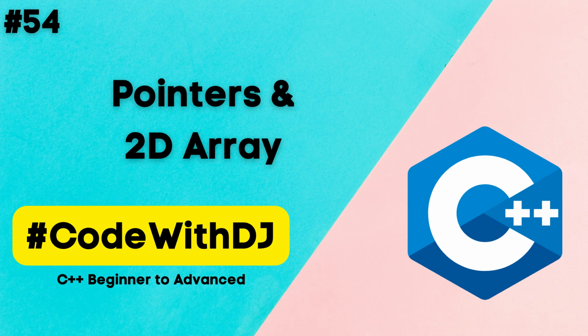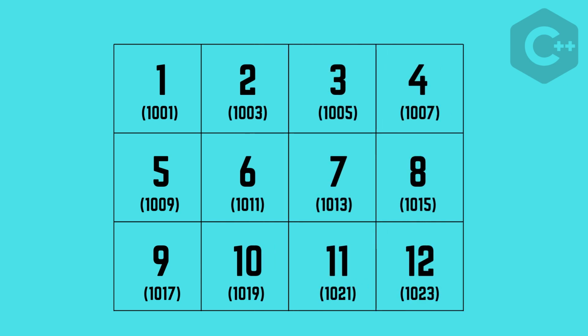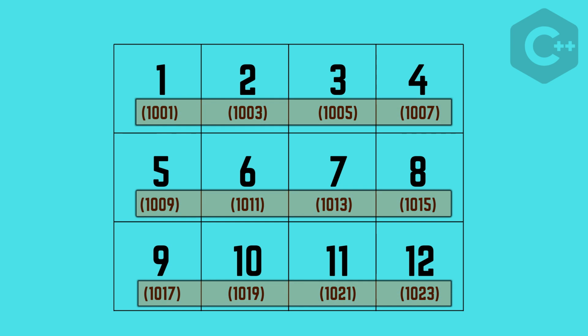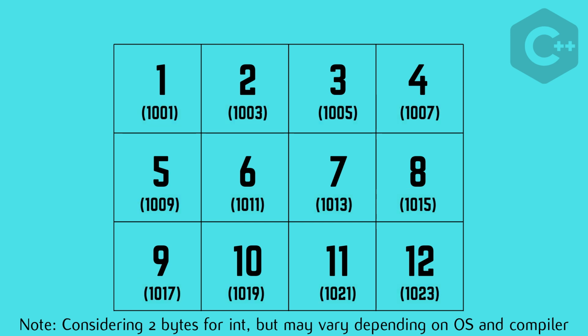Now let's take a look at pointers with 2D arrays. Here I have a 3-row and 4-column array with values. And here we have some sample addresses, and we assume that each integer is occupying 2 bytes, although it may vary from system to system, as in my case it occupies 4 bytes.